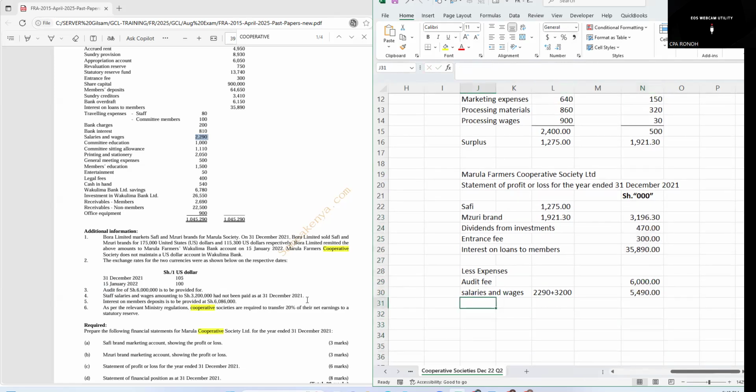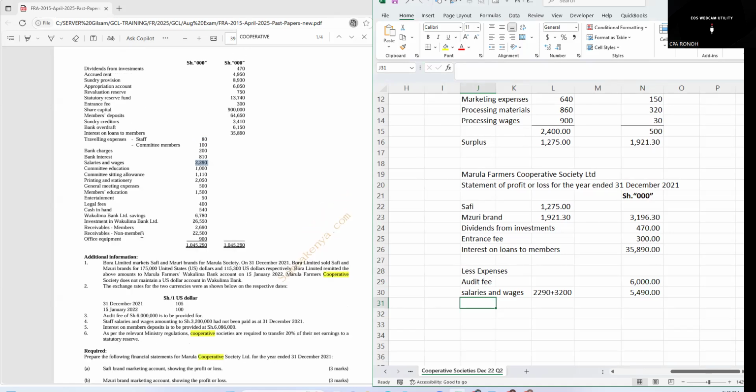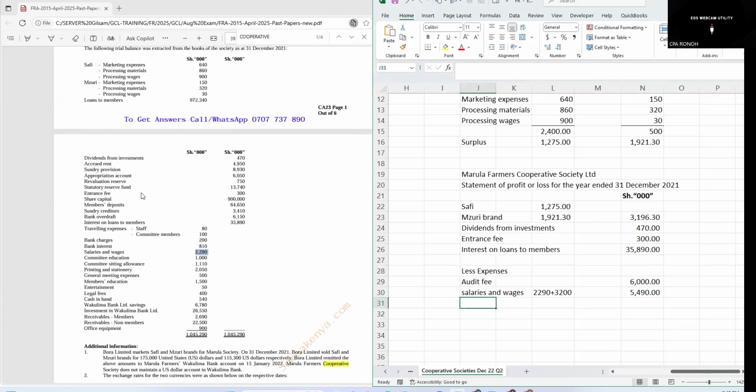Now we have interest on members. That is not an expense. Interest on members' deposit is to be provided. It is not an expense, but you are reducing the capital or the savings for the member, so it cannot be an expense. So now we have exhausted whatever is in the trial balance. We go back to the trial balance and pick the expenses, which we start from here.